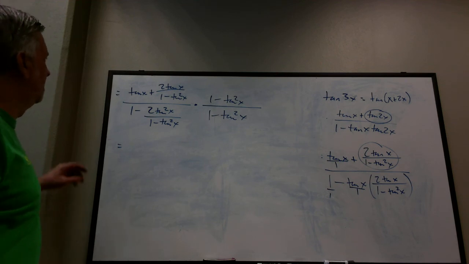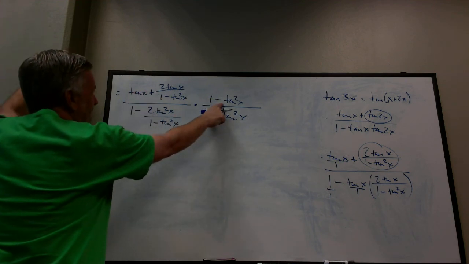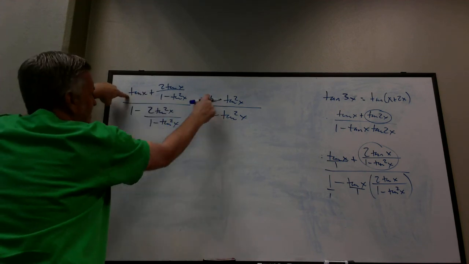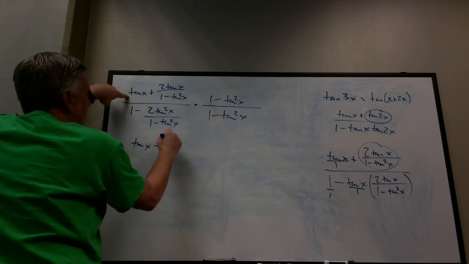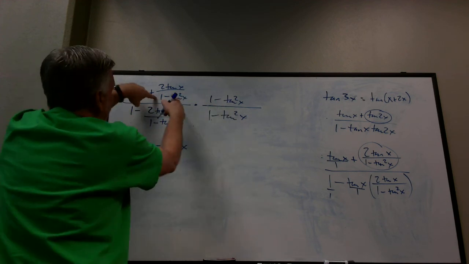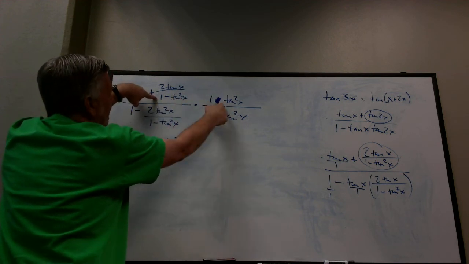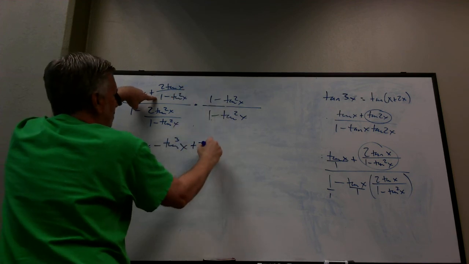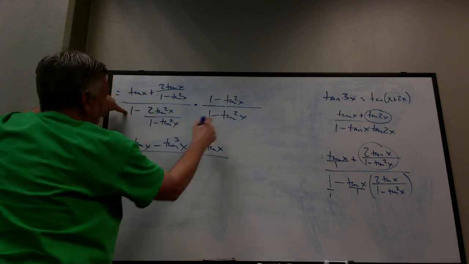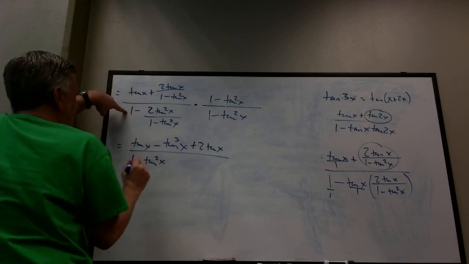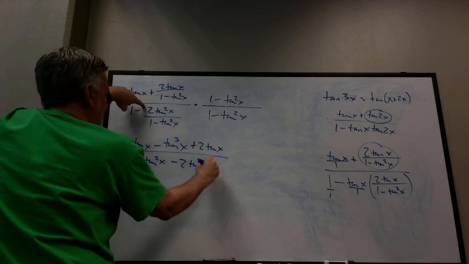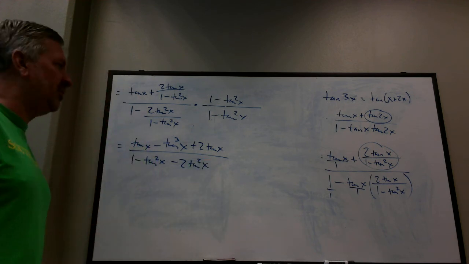So let's distribute. So I have tan x times 1 minus tan squared x. So I have to distribute the tangent there. I get tan x minus tangent cubed x. It's that times that and that times that. And then this times this, the 1 minus tan squareds cancel, and I'm left with 2 tan x. And do the same thing down here. 1 times 1 minus tangent squared is 1 minus tangent squared x. And here the 1 minus tan squareds cancel. I'm just left with minus 2 tan squared x. And notice all the fractions and the fractions are gone.